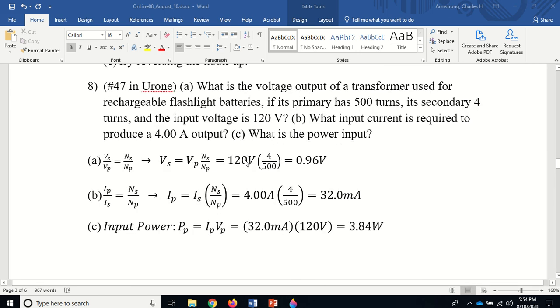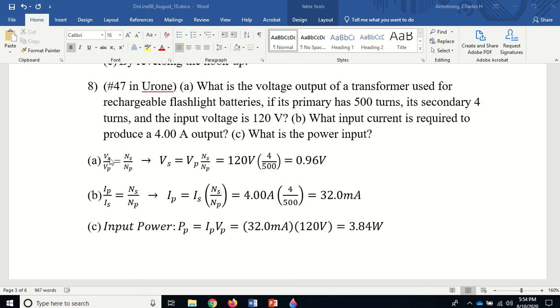Okay, here's one. What is the voltage output of a transformer used for rechargeable flashlight batteries if its primary has 500 turns, its secondary has 4 turns, and the input voltage is 120 volts? So we have this again, the secondary voltage, and we're told the input voltage is the primary voltage.